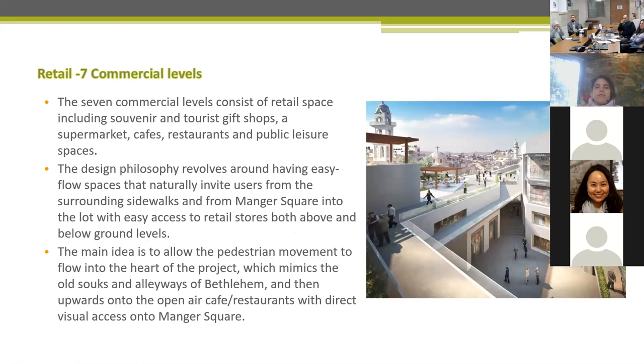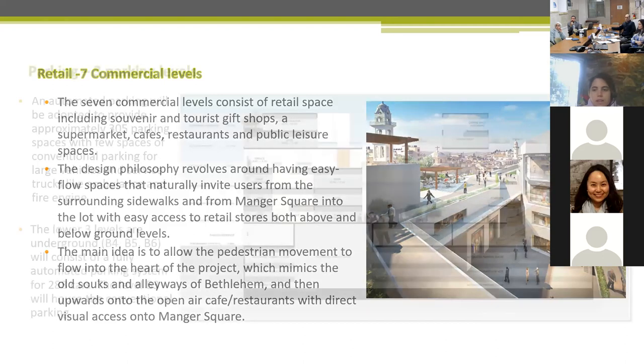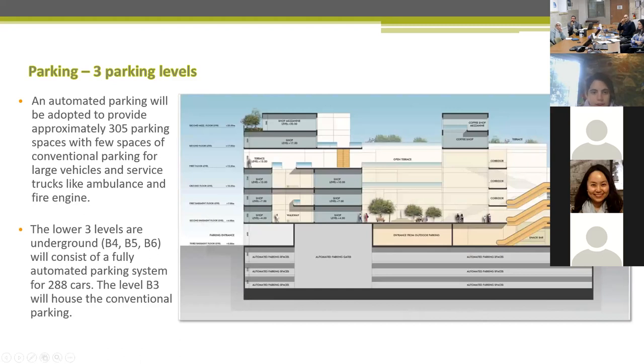And the design philosophy revolves around having easy flow spaces that naturally invite users from the surrounding sidewalks and from Manjer Square into the commercial center. And the main idea is to allow pedestrian movement to flow into the heart of the project. As we said, to mimic the souks and alleyways and have open air cafes and restaurants with a nice visual access onto Manjer Square.